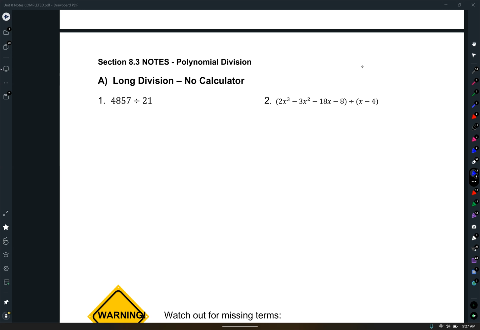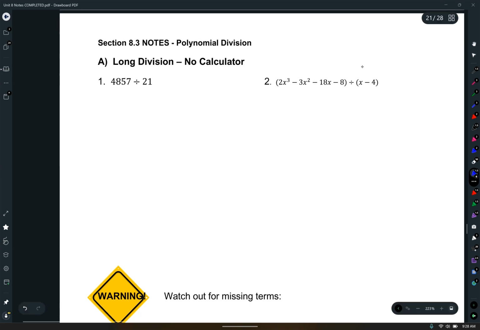This is section 8.3 of Algebra 2. It's all about polynomial division. Now, it may seem like this has nothing to do with the first two sections, and it actually does. It's just that we're not going to go into depth of everything that we can use this for, but you do need to be exposed to division because it can be a standardized test concept.